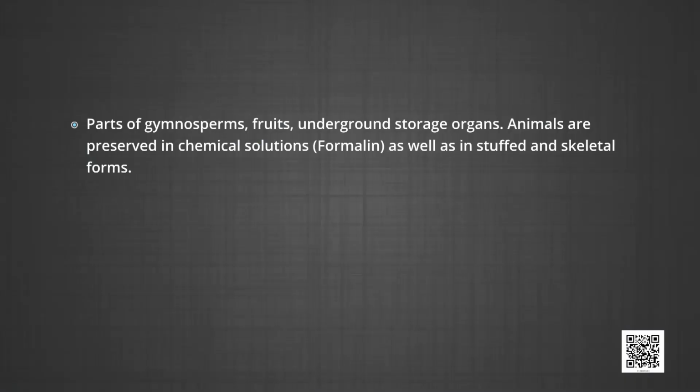Museums. Museums are a collection of plants and animals for study and reference. Only those plants are preserved in museums which cannot be kept in herbaria. Examples: algae, fungi, mosses, and ferns, parts of gymnosperms, fruits, underground storage organs. Animals are preserved in chemical solutions like formalin, and some forms are stuffed or kept in skeletal forms.